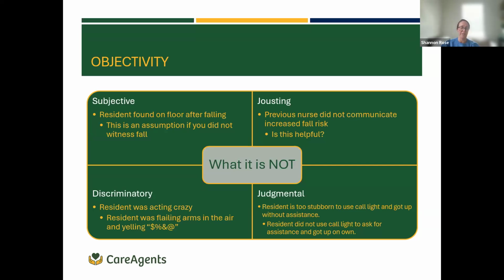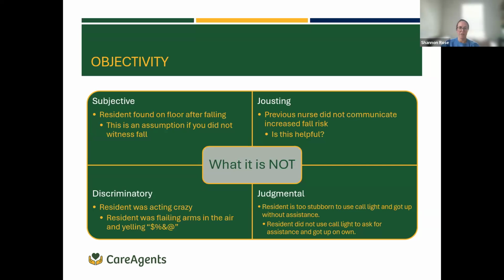Jousting is a direct disagreement with any other health professional or caregiver in the medical record, or a calling out of their error or omission. So for example, previous nurse did not communicate increased fall risk. It's not helpful to the incident, to the fall, so it's not appropriate for the medical record.